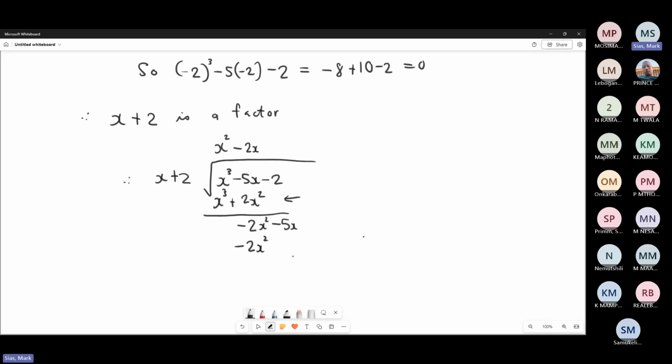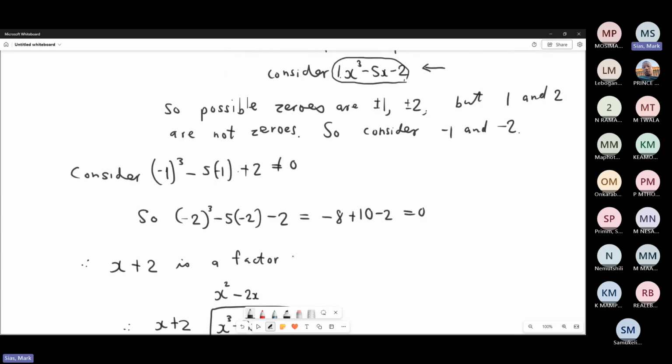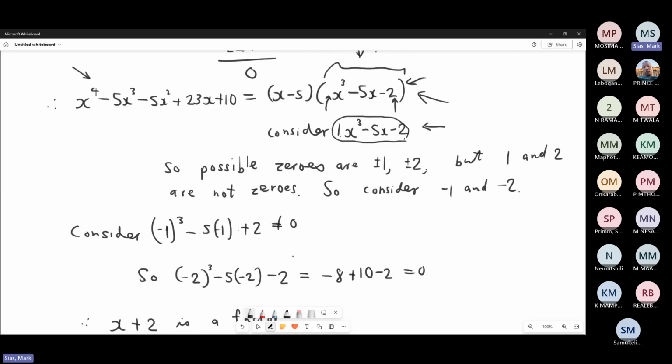Did I write down the factors correctly? Sorry, there was just some noise in the background that disturbed me. Just want to check quickly.